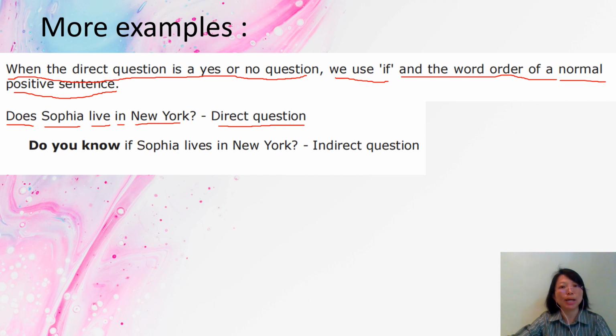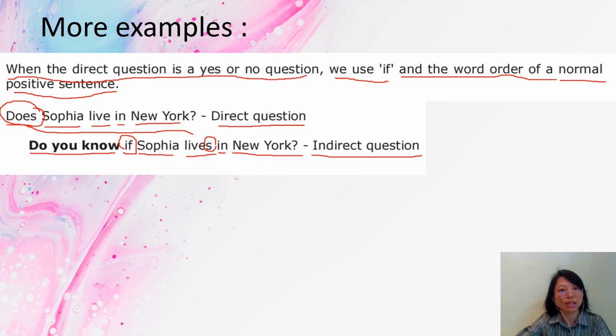So when you change it into an indirect question, you can use do you know, and then you put if. You put if Sophia, and then lives here, you have to put an S, lives in New York. Why do you put S next to the live here? Because in the direct question you use does. So if you have the does here, what happens to the live is you put S. So the indirect question will become, do you know if Sophia lives in New York?